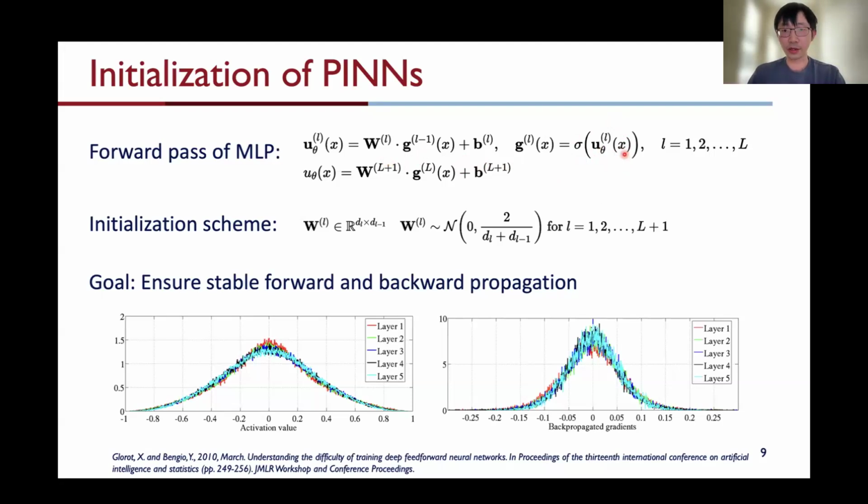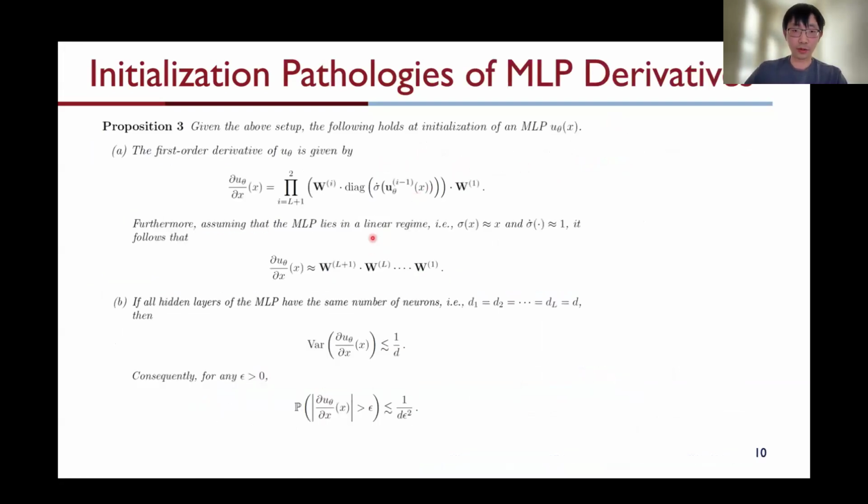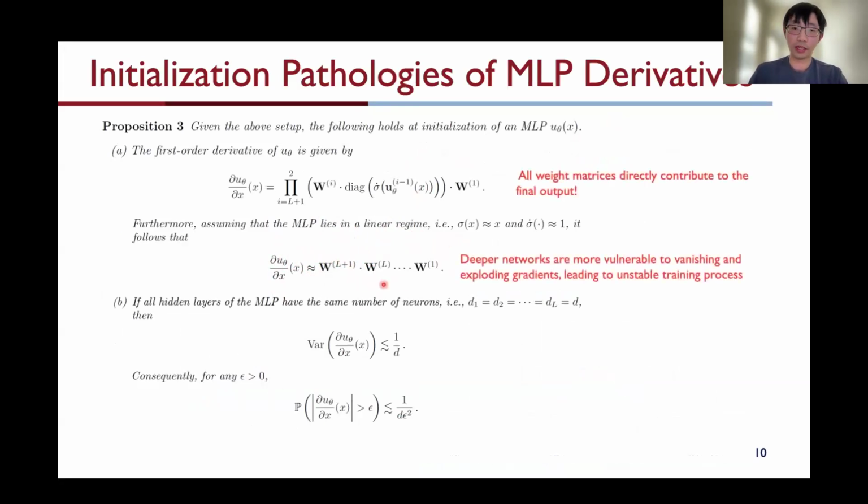And then you'll see that actually, if those weight matrices are outside and contribute directly to the final output, it will become very unstable. So basically, under some additional assumption, we can prove that the first order derivative of the network is approximated by this product. As a result, you can see deep networks are more vulnerable to vanishing and exploding gradients, right? Because for deeper networks, it's stable if and only if the norm of each weight matrix is 1. Otherwise, it's unstable, and this will lead to an unstable training process.